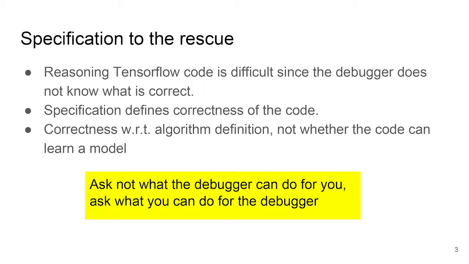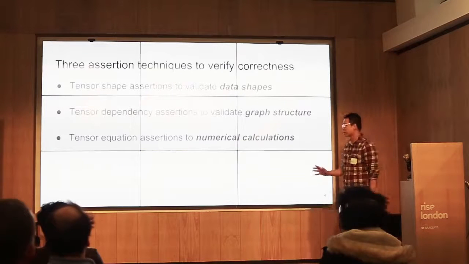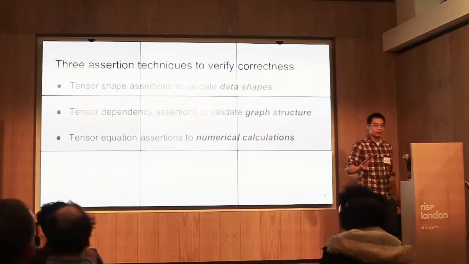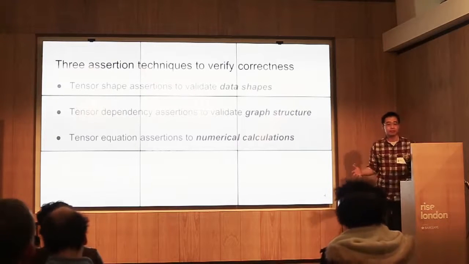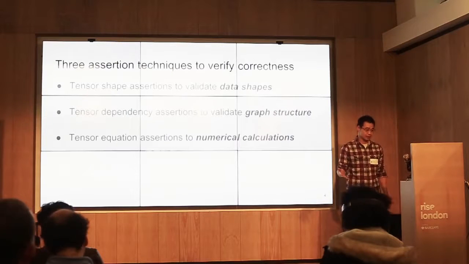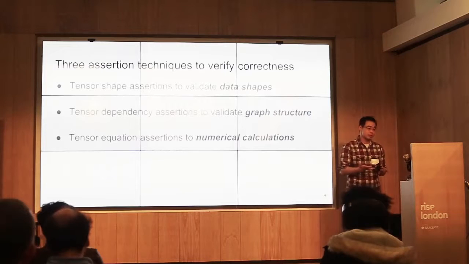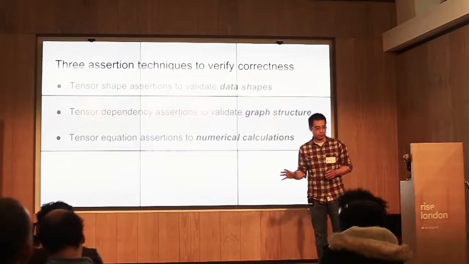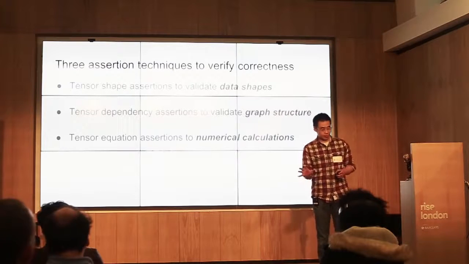But we know writing down specifications is very difficult. At Prowler, we developed 3 specification writing techniques and the software engineering process to apply those techniques. I'll introduce each of them in this talk. The first one is tensor shape assertions. They validate the shapes of your tensors. The second one is called tensor dependency assertions. They validate your TensorFlow graph structure. And the last one is called tensor equation evaluation. They validate your numerical calculation in all the equations in your algorithm.